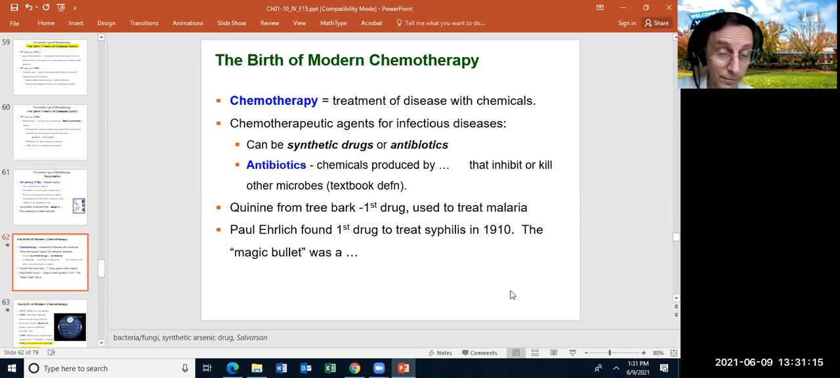The trouble is, if you don't know, arsenic is highly poisonous to humans. And so, although the synthetic arsenic drug did successfully kill syphilis, it was very hard on the patient, and you had to be very careful or else you would kill the patient.